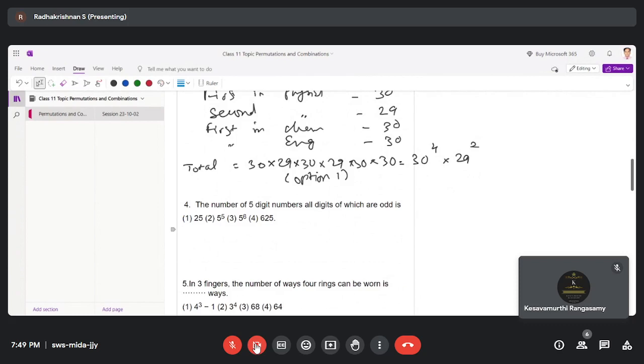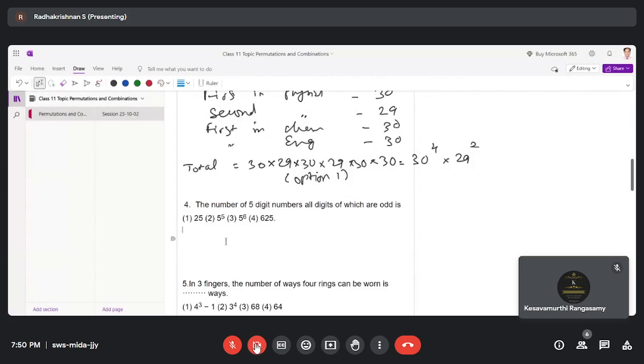The number of 5 digit numbers, all digits of which are odd. 5 power 5. Anybody else? I'll give some time. 5 power 5, sir.